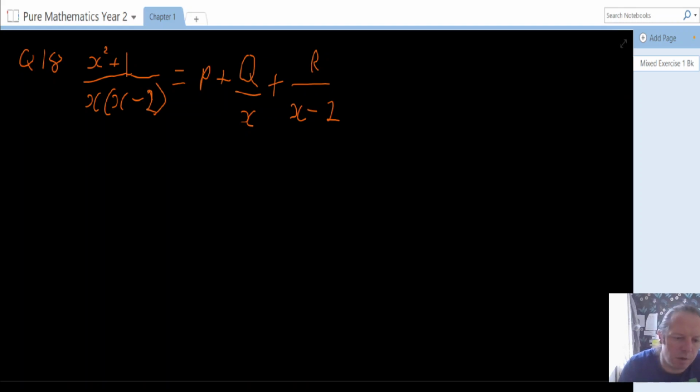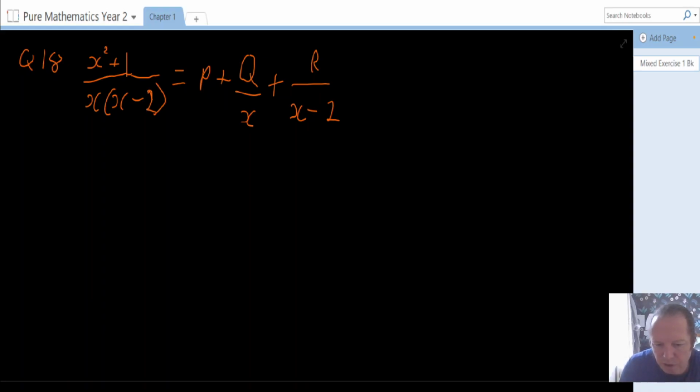Okay, here we are, Pure Mathematics, Year 2, Edexcel, Chapter 1, Algebraic Methods, Question 18. (x squared + 1)/(x(x - 2)) is equal to p + q/x + r/(x - 2). Find p, q, and r, 5 marks.